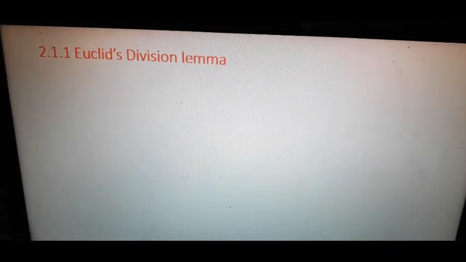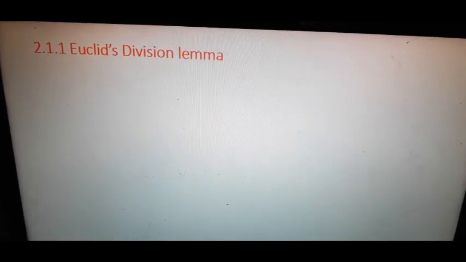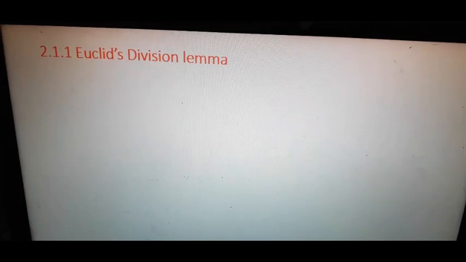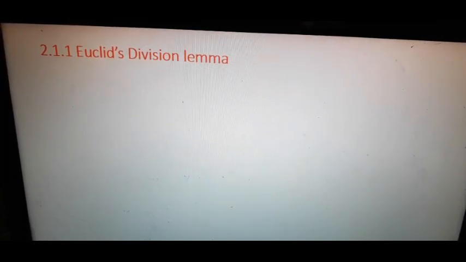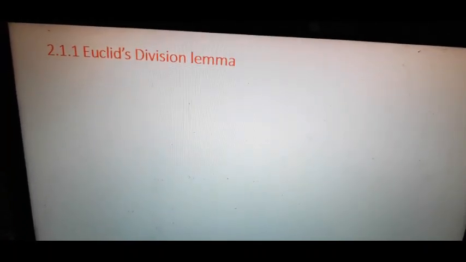Today we'll see Euclid's division lemma, prime numbers and composite numbers.